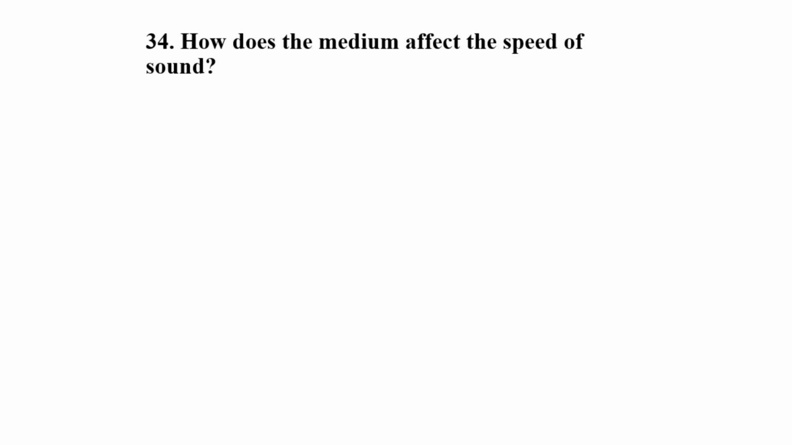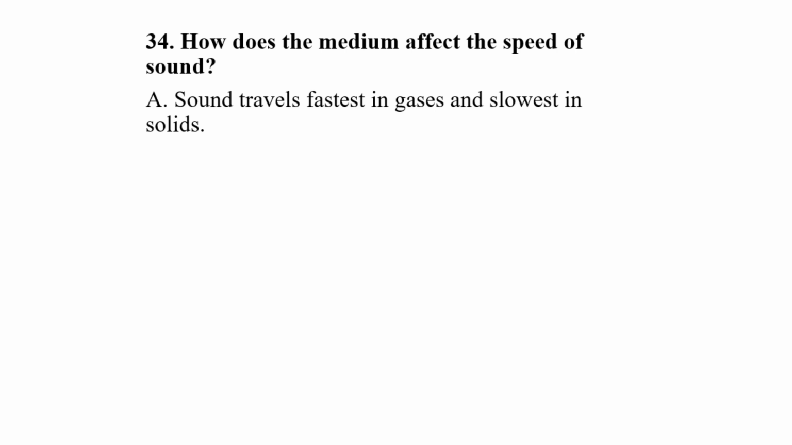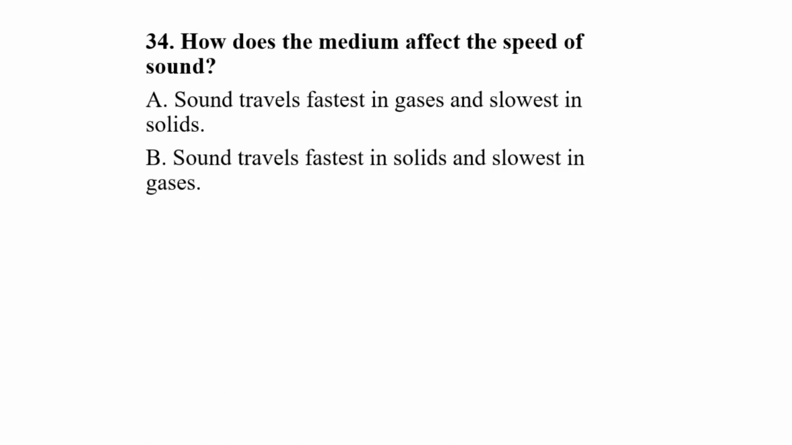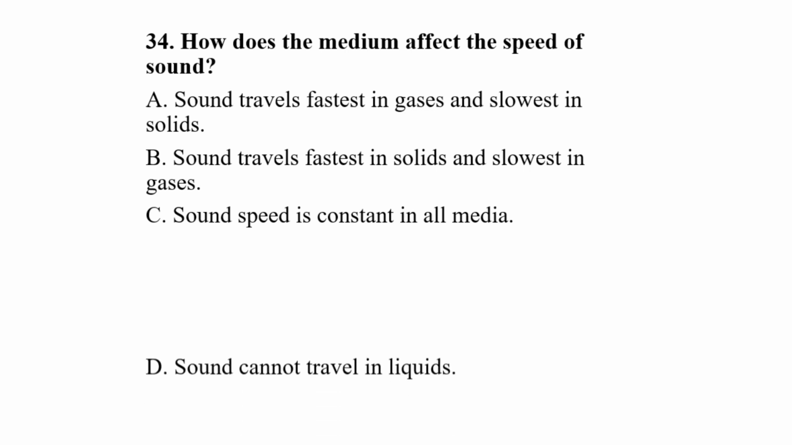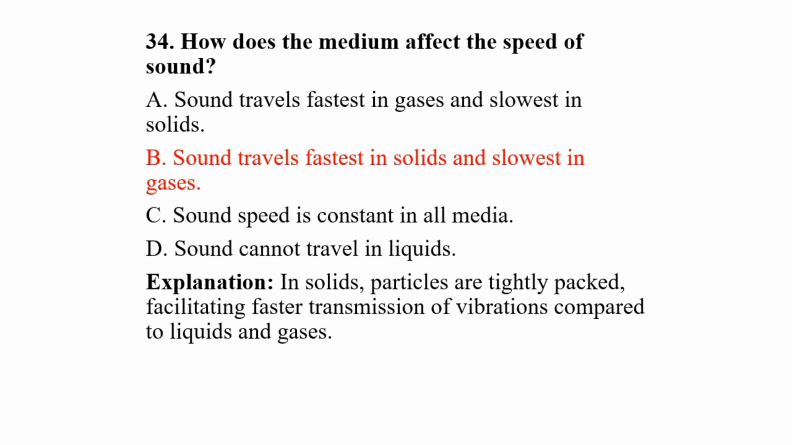Question number 34. How does the medium affect the speed of sound? A. Sound travels fastest in gases and slowest in solids. B. Sound travels fastest in solids and slowest in gases. C. Sound speed is constant in all media. D. Sound cannot travel in liquids. The answer is sound travels fastest in solids and slowest in gases. In solids, particles are tightly packed, facilitating faster transmission of vibrations compared to liquids and gases.